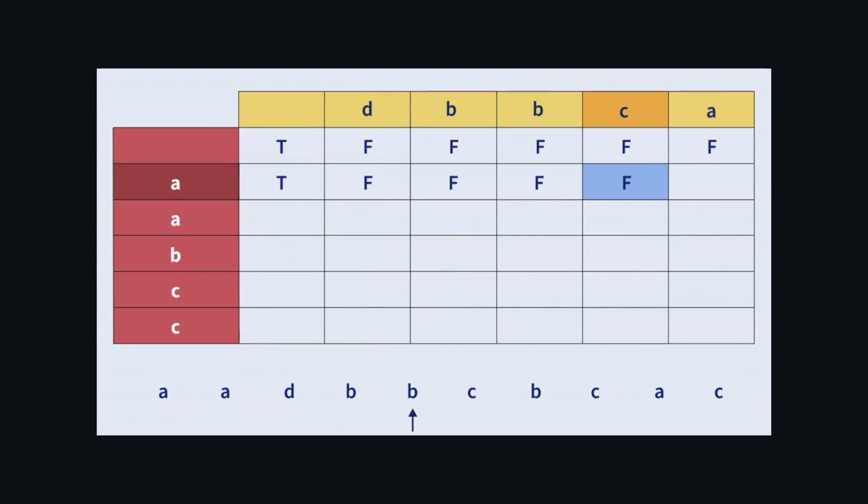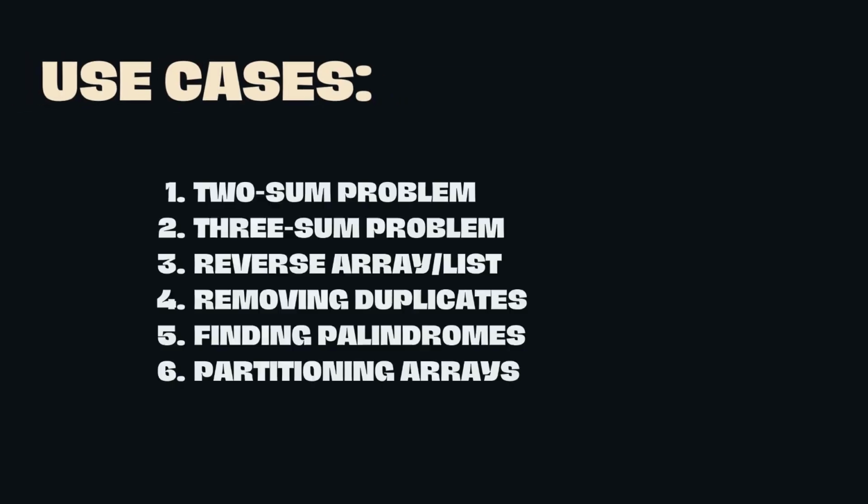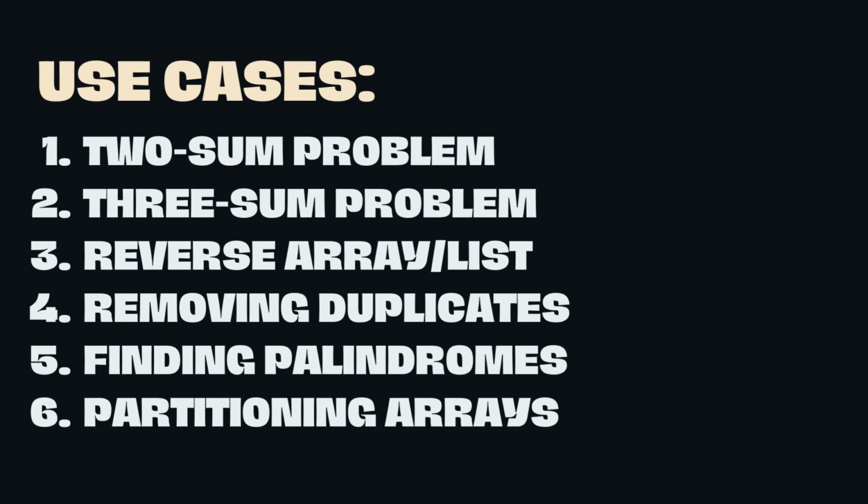The key idea behind dynamic programming tables is that if we can solve smaller subproblems and store their solutions in the table, we can avoid redundant computations. By referencing the pre-computed values in the table, we can quickly retrieve solutions for larger subproblems. Here are the use cases. Their versatility and adaptability make them a powerful tool for many different applications.